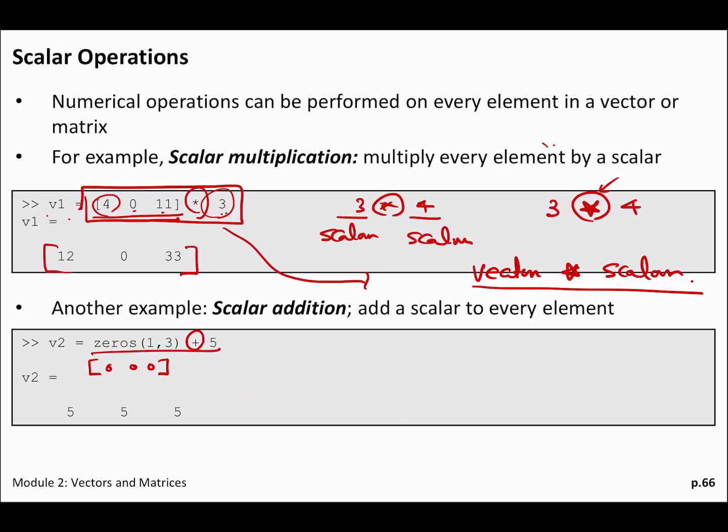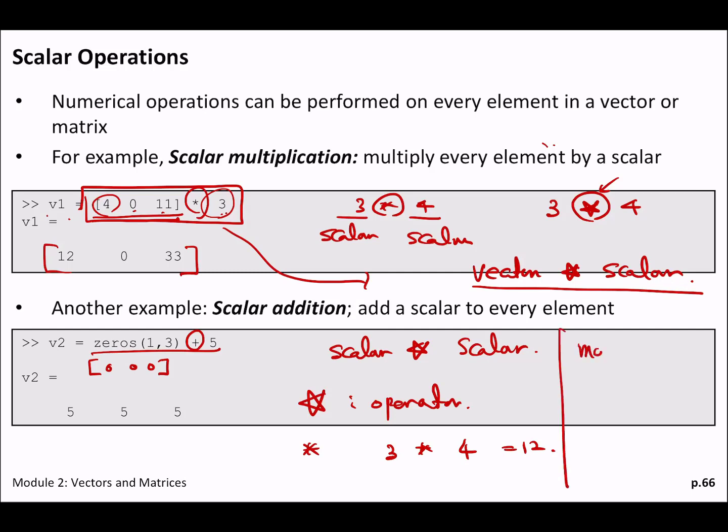In module 1, we learned about this one. This star is an operator. Okay, let's say the operator is multiplication. 3 multiplied by 4 is 12, right?